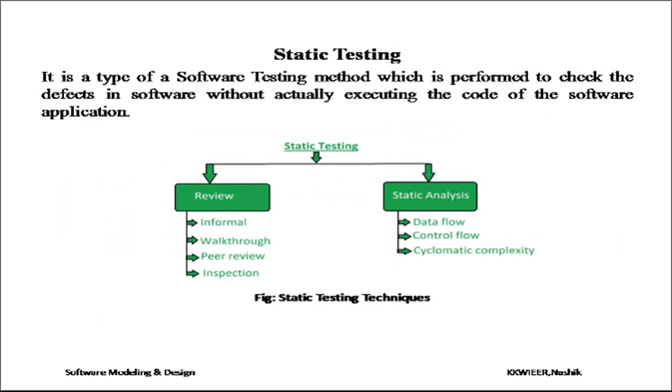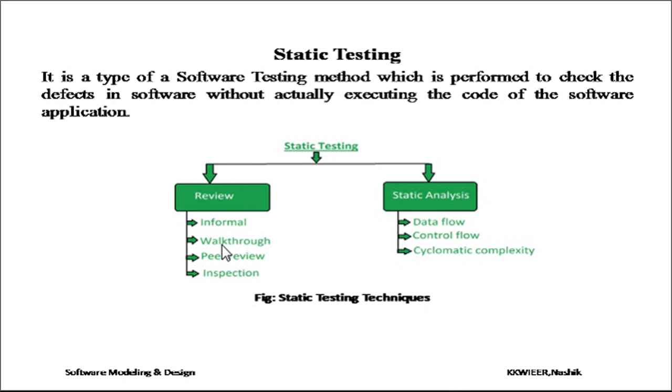Static testing is a type of software testing which is performed to check the defects in the software without actually executing the code of the software applications. It is performed in the early stage of development to avoid errors, as it is easier to find the sources of failure and it can be fixed easily. The errors that can't be found using dynamic testing can be easily found using static testing.